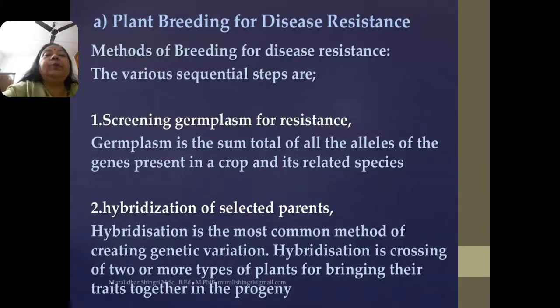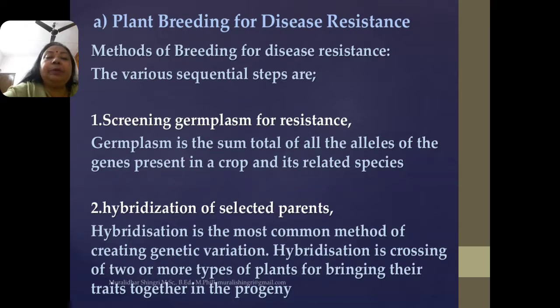There is a requirement of plant breeding for disease resistance first, because the method of disease resistance involves various sequential steps for developing a disease-resistant variety. Screening germplasm for resistance: we have to screen the entire germplasm of the plant. Germplasm is the total sum of the alleles, all the different forms of the genes present in the crop and its related species also. So we have to screen all these germplasm.